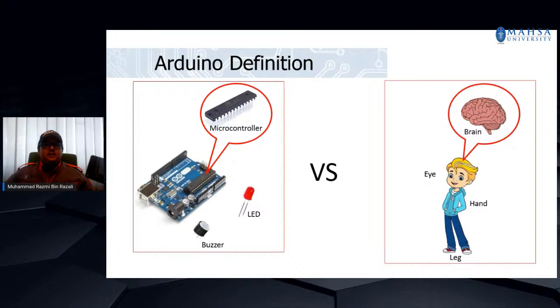Arduino also can be considered as an analogy with the human brain, human eye, human hand, and human leg. For the microcontroller, we can assume that it is the human brain or the central processing unit. And LED and buzzer can also be compared with our eye and our mouth.